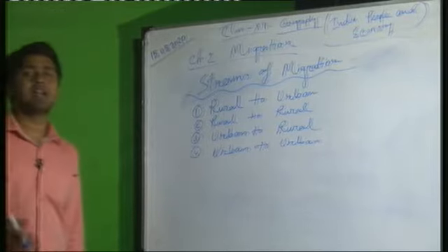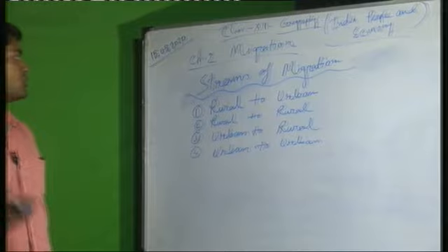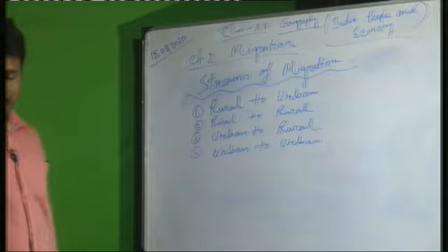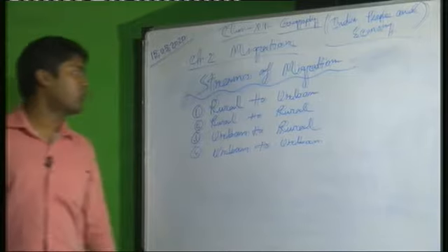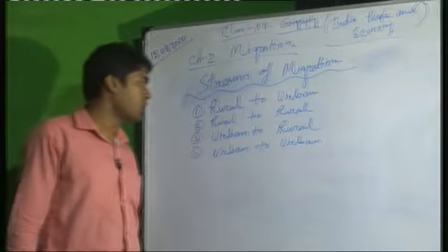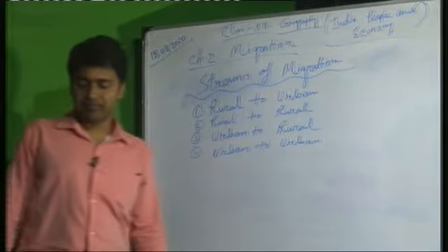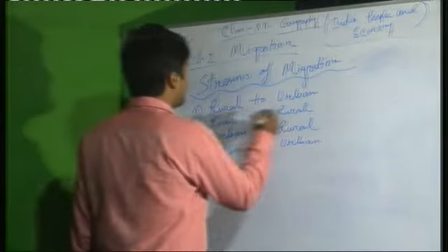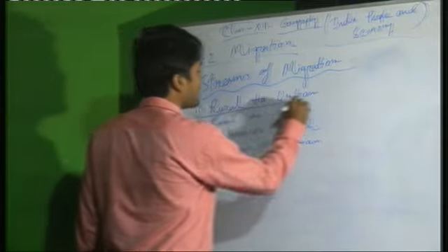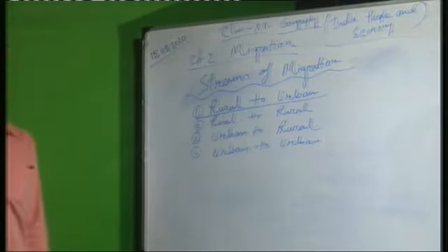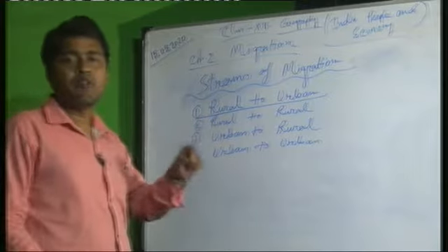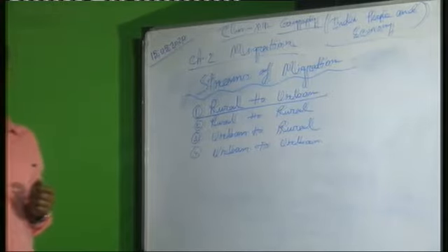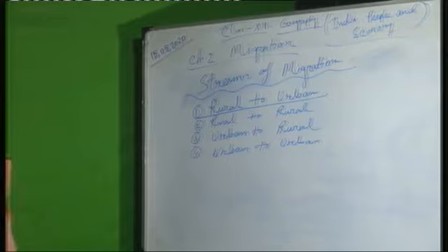So generally migration happens within the country or from one country to another country. But in India's migration, you will find that there are four streams: rural to urban, rural to rural, urban to rural, and urban to urban. Among them, the most important, with maximum migration seen, is the new trend of the 21st century, rural to urban. This rural to urban migration is found mostly in developing countries.